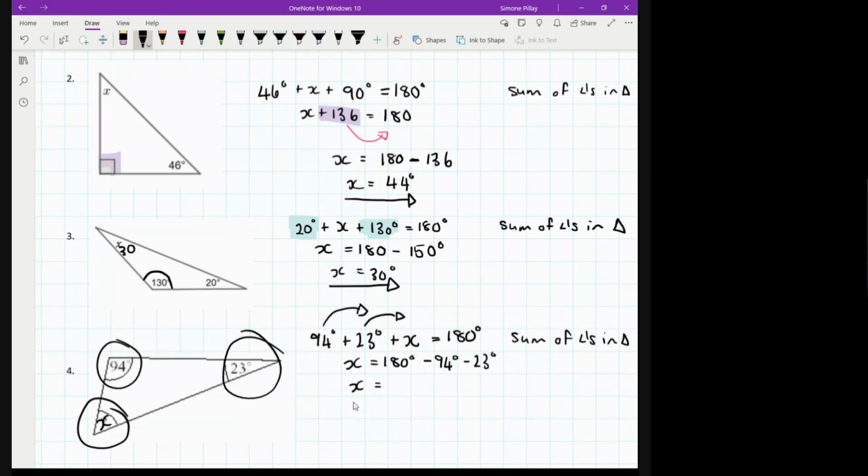Somebody tell me what this is. 63. I'm trusting the last two answers I see, which is 63. And there we go. Okay, cool. So this is it.